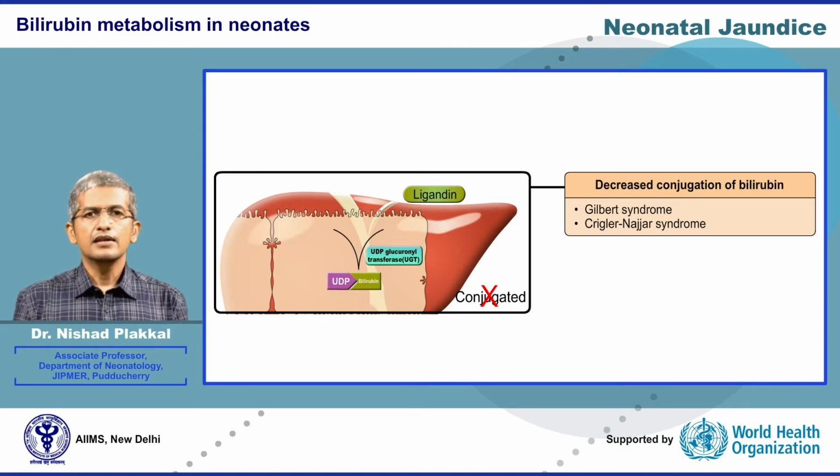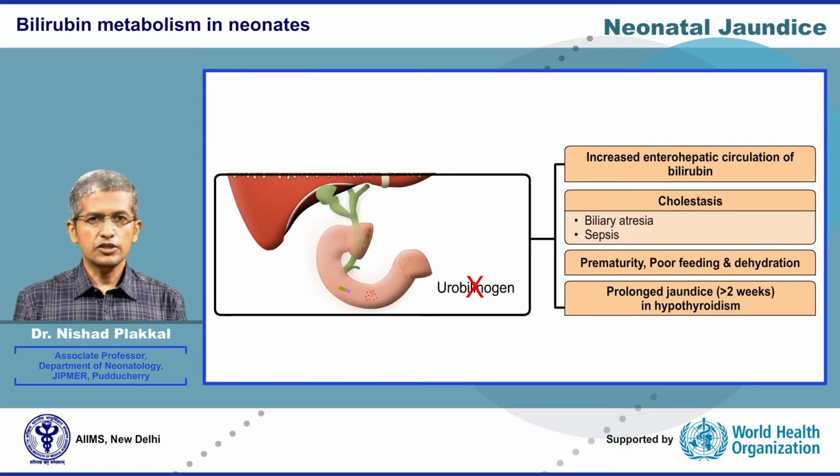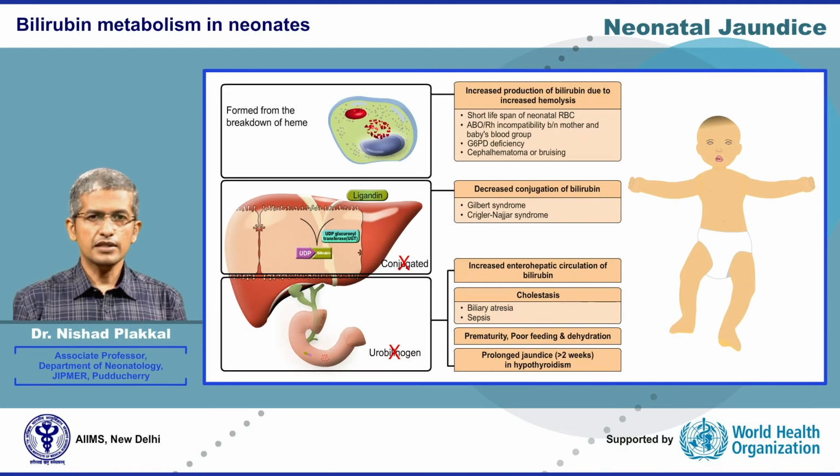And finally, the newborn intestine is not fully colonized with bacteria yet. So the breakdown of bilirubin into urobilinogen may not be adequate. So this bilirubin may then get reabsorbed from the intestine and contribute to higher blood levels. This is called an enterohepatic recirculation of bilirubin. Less commonly, neonates can have cholestasis due to sepsis and some other causes. Hypothyroidism is an important preventable cause, especially of prolonged jaundice lasting more than 2 weeks in newborn infants.